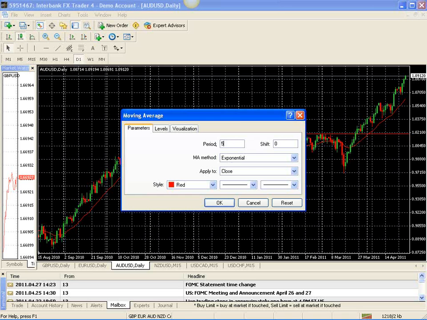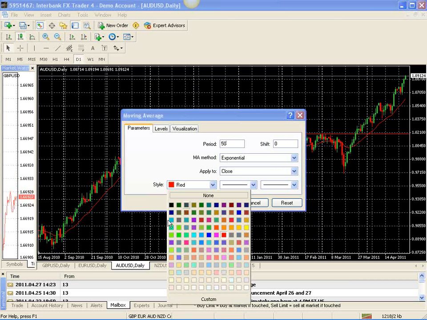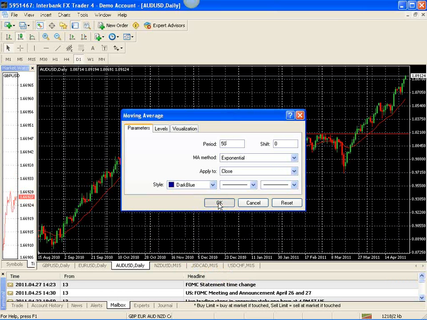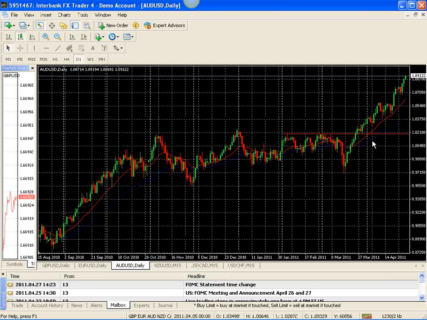They might be willing to put in 50 periods of data, and we can go ahead and put that in. We'll color it dark blue. Basically it's 50 periods of data, so it's going to be much more smooth than the red line. The red line is looking at 20 periods of data.